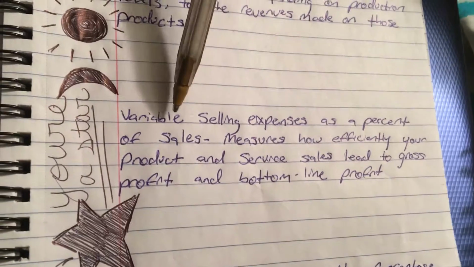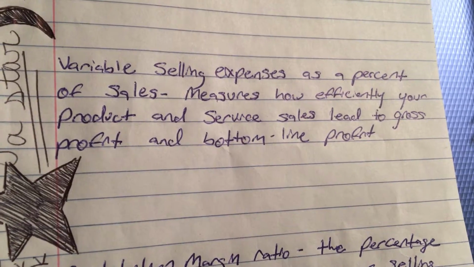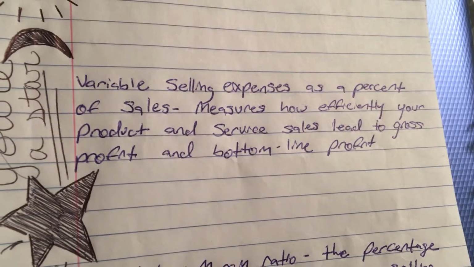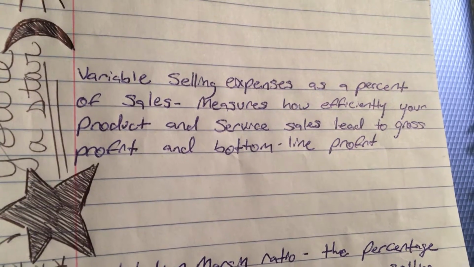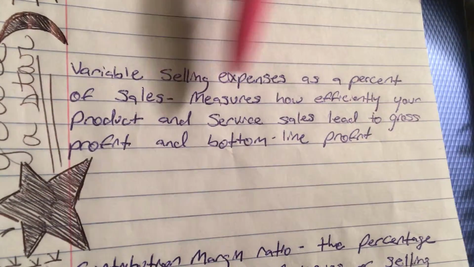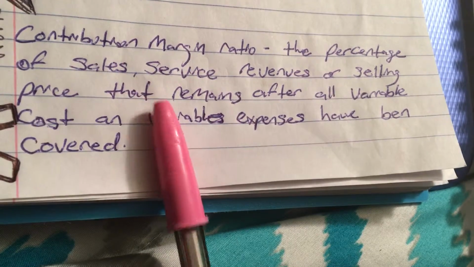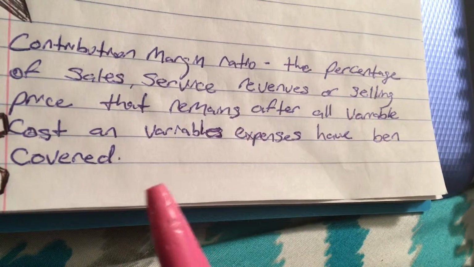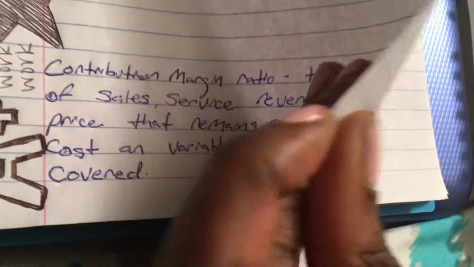And our variable selling expense is pretty much what your salesman is spending to promote your product and bring more attention to it. This varies from dinners with people who want to invest in your company, or the expenses of promoting mail out to new possible customers. Those are all your variable selling expenses. And lastly, our contribution margin is the percent of sales, service revenues, or selling price that remains after all variable costs and variable expenses have been covered. And this is the most important because it pretty much shows you who's contributing the most to your company.